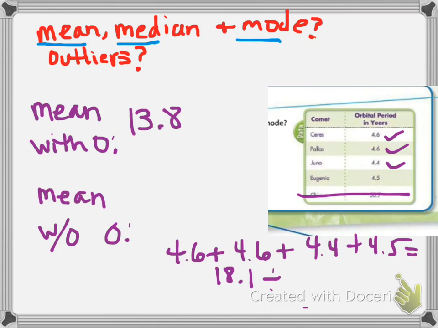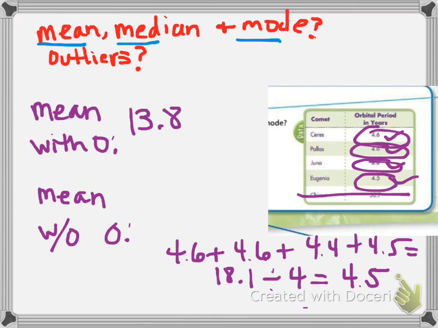Okay, now we're going to divide by how many numbers here. So now we're only dealing with 1, 2, 3, 4 numbers. So when we divide that by 4, our answer is 4.5. So the mean without the outlier, there's a big difference. We go from, let me use another color here so it stands out, we go from 13.8 to 4.5. In this one, there is a big difference between 4 and 13. So the outlier did have a greater effect.